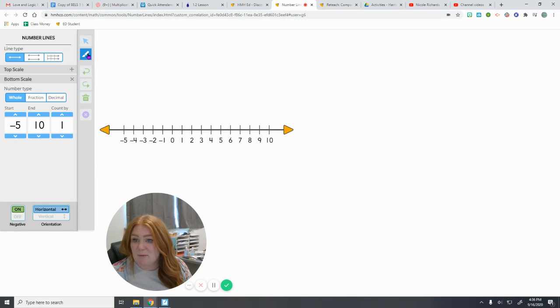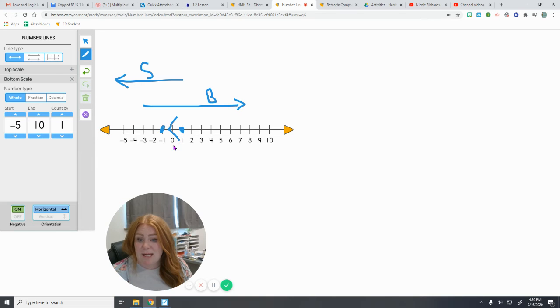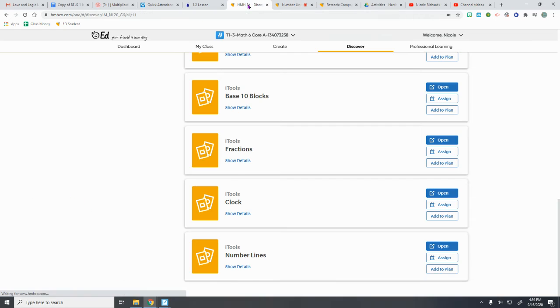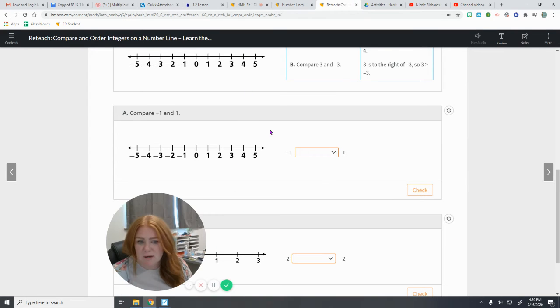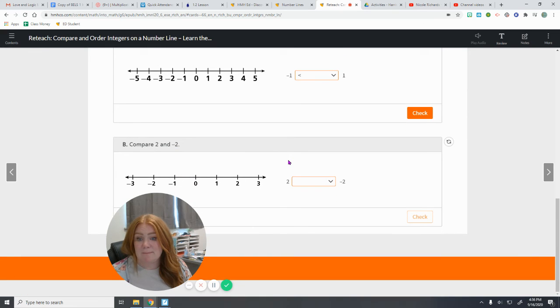So I'm going to come and graph them. So here's -1, and 1. Going to the right is bigger, and going to the left is smaller. So I know that -1 is less than 1. So -1 is less than 1. The little side points to the smaller number.